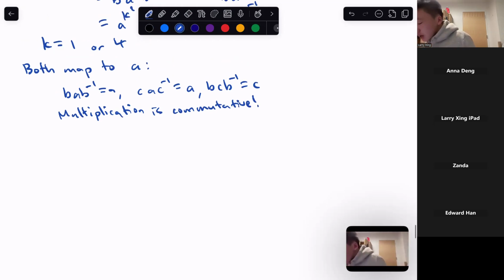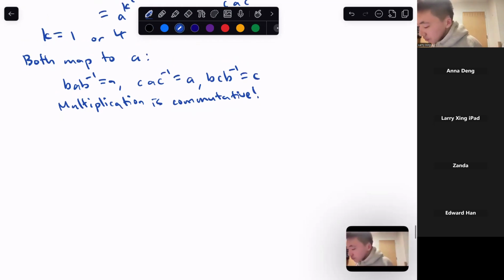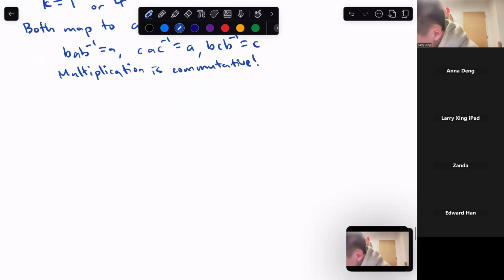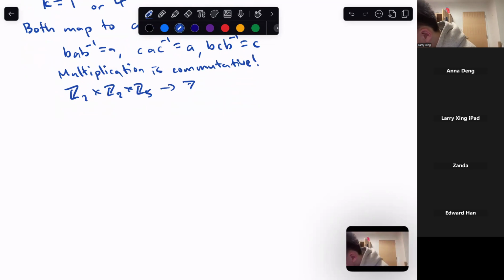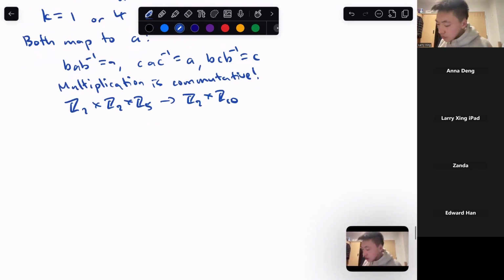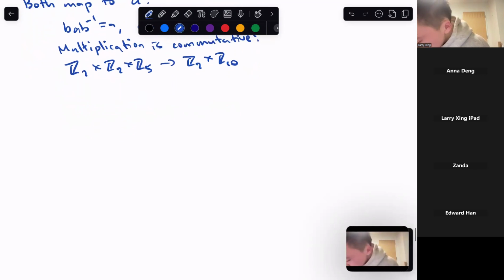And because multiplication is commutative, we know that this must be isomorphic to Z2 cross Z2 cross Z5, which if you also want to write it in a different way, this is Z2 cross Z10.